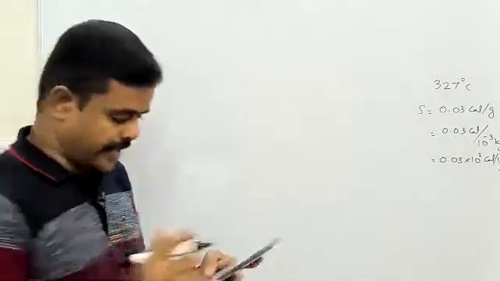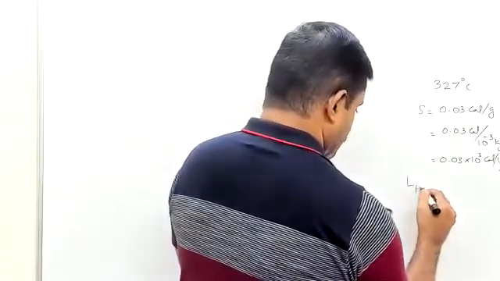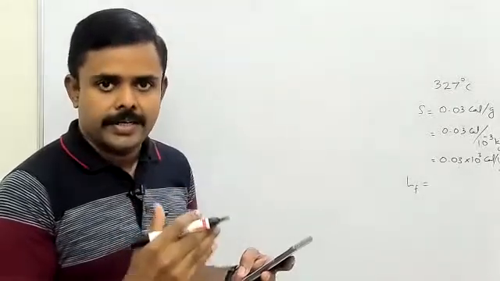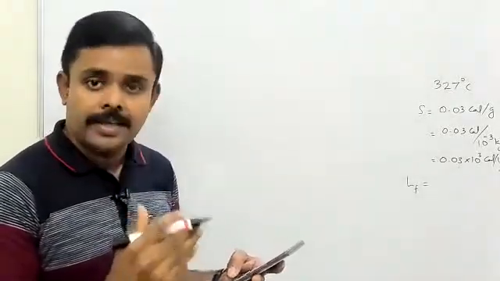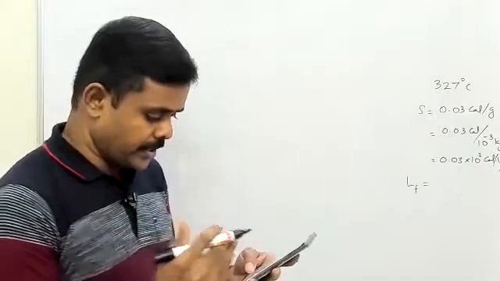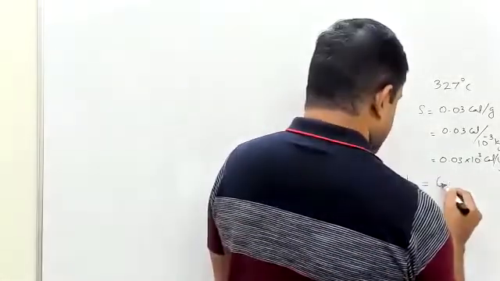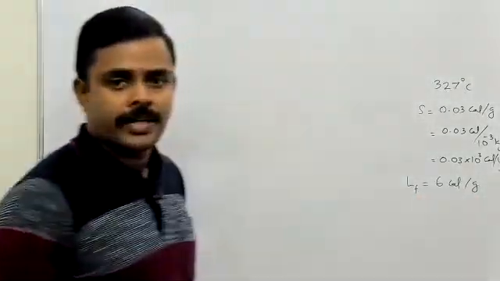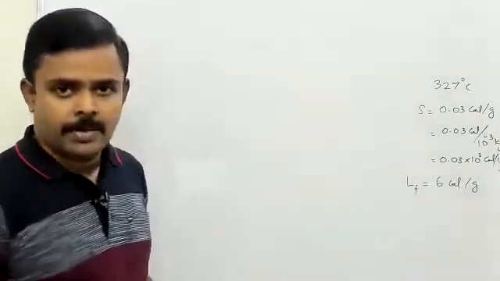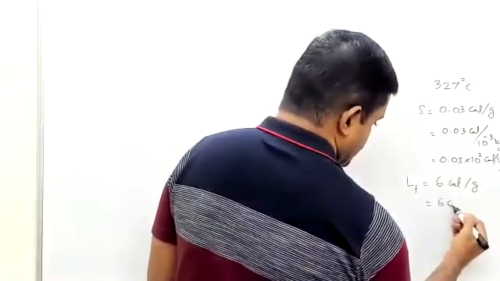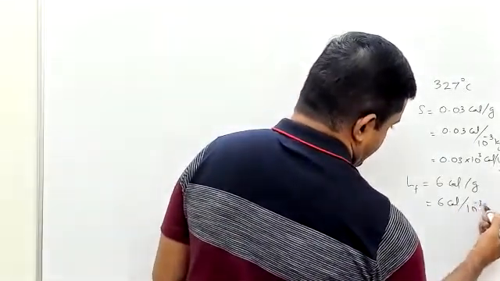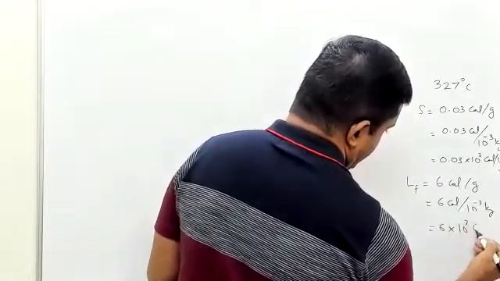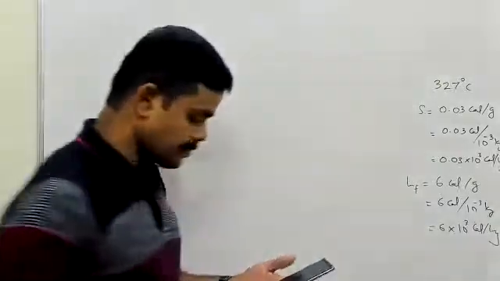Then latent heat of fusion of lead is given. Heat required to convert 1 kilogram of solid to 1 kilogram of liquid is known as latent heat of fusion. And this is 6 calories per gram. Again, gram is to be converted to kilogram by multiplying with 10 power minus 3. So if I put 6 calories by 10 power minus 3 kilogram, this goes to numerator. 6 into 10 power 3 calories per kilogram.